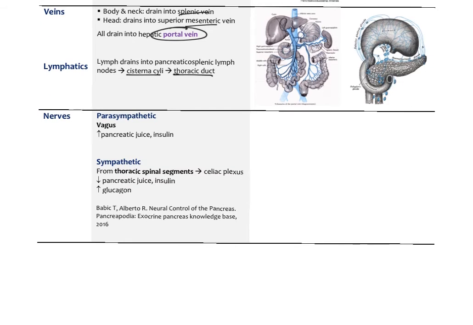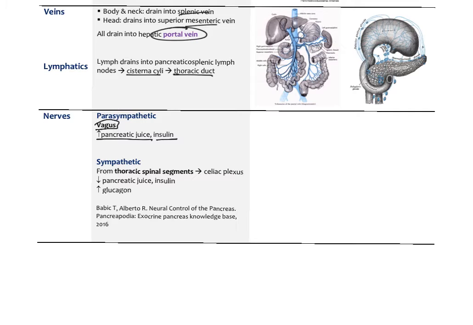We usually don't think of the pancreas and the connection with the nervous system, but the autonomics have two branches, of course, that go into the pancreas. We have the parasympathetic from the vagus nerve, and what the vagus stimulation effectively does through acetylcholine, which is its neurotransmitter, it's going to increase the secretion of pancreatic juice as well as the secretion of insulin and decrease glucagon.